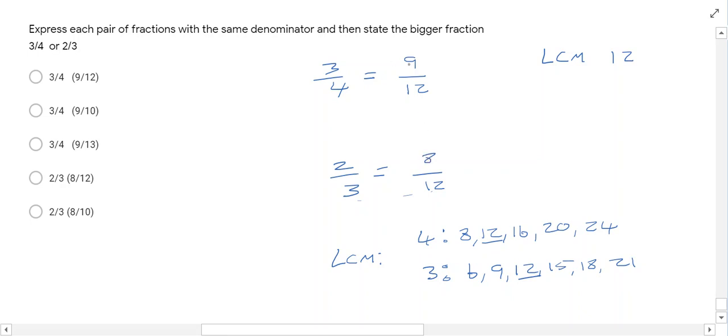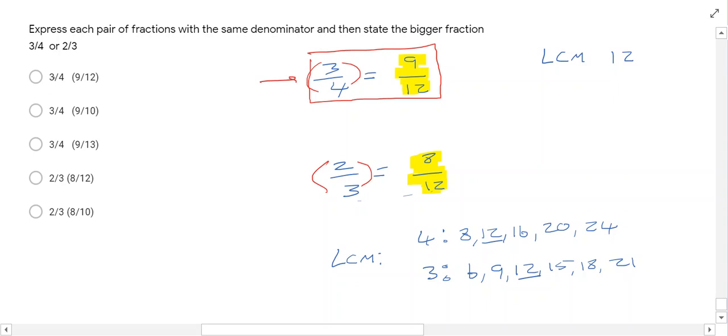So now we have two fractions, and we've changed the two unlike denominator fractions to fractions that have the same denominator. So now we can actually compare them to each other. This is 9 twelfths and this is 8 twelfths. So we can see that this fraction is the bigger. This one is greater than this one. So this one here is your answer.